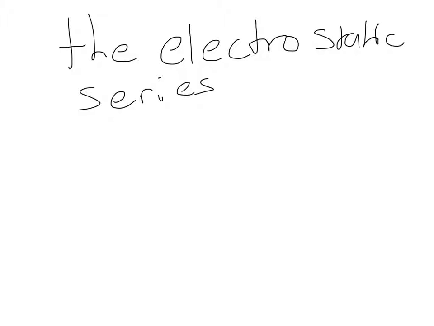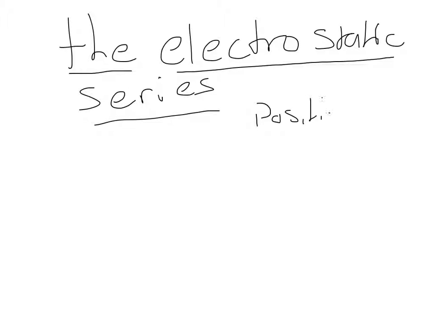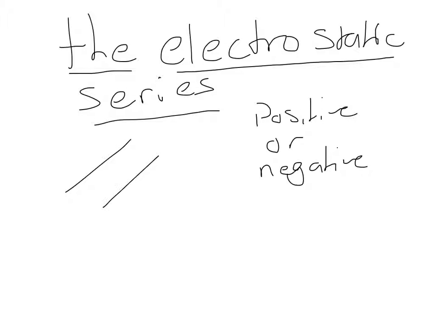We use the electrostatic series to determine which materials are either positive or negative. For example, if we have an ebonite rod and silk, and they are charged by friction, we would have to look at the electrostatic series to determine which would be positive or negative.